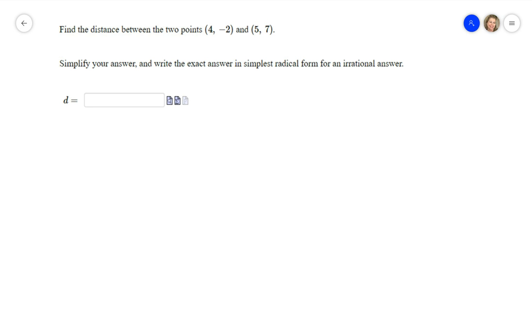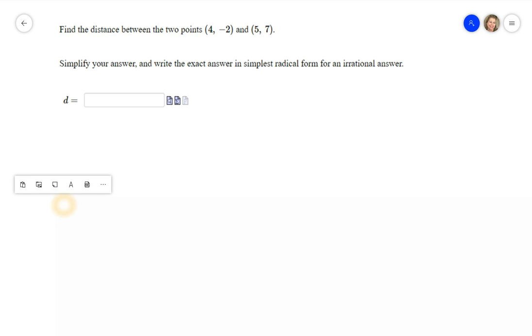Okay, this is number 14, I think. Find the distance between the 2 points. There's actually a formula for this. They call it the distance formula, and I just have to show you this.